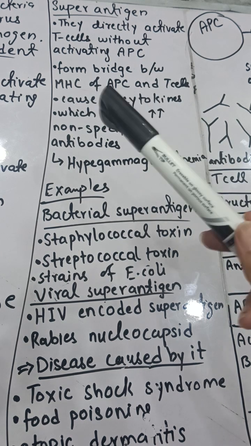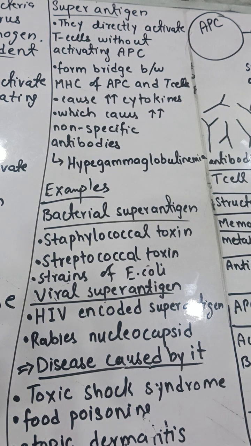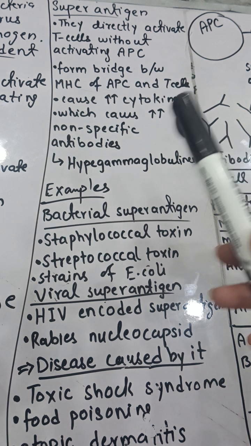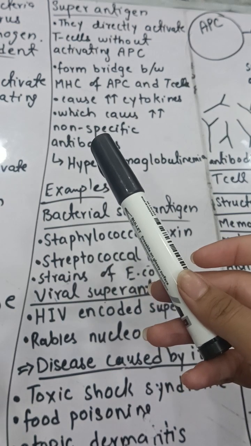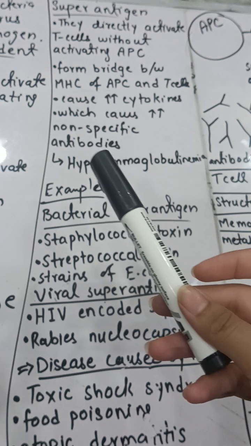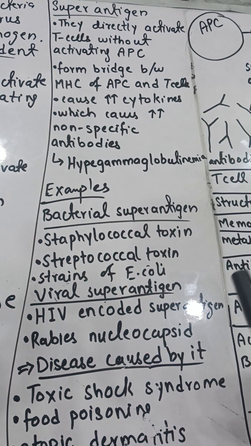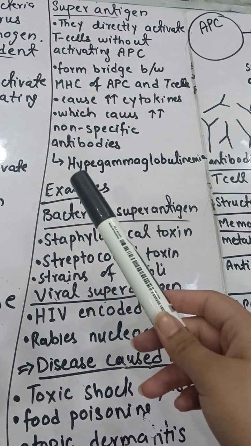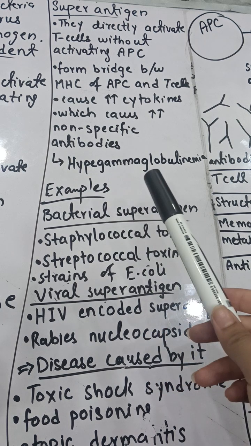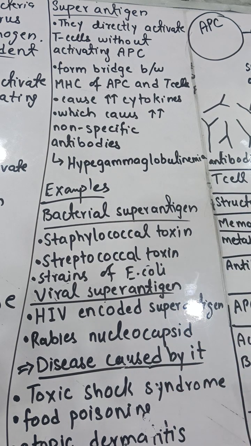So this point will clear out when you see the diagram. It causes a high increase of cytokines, which causes an increase in the release of non-specific antibodies. And this condition is called hypergammaglobulinemia. So, what are the examples of these super antigens?